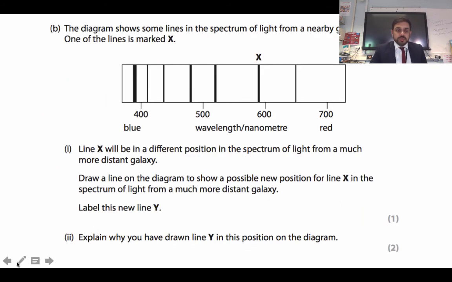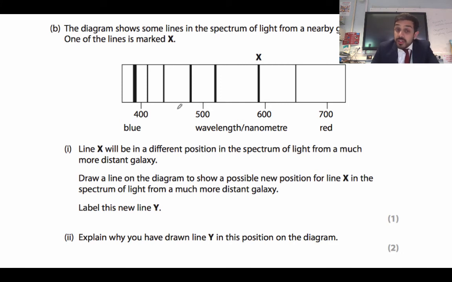Okay, let's try a question. The diagram shows some lines in a spectrum of light from a nearby galaxy. One of the lines is marked X. Line X will be in a different position in the spectrum of light from a much more distant galaxy. Draw a line on the diagram to show the possible new position for line X in the spectrum of light.